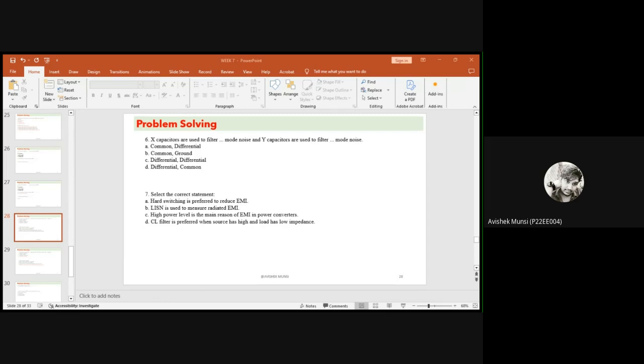Fine. So I didn't get any answer. X filters are used for differential mode, as I said, that is between the line and the neutral, and Y filters are used for common mode. And which one of the following is the correct statement?